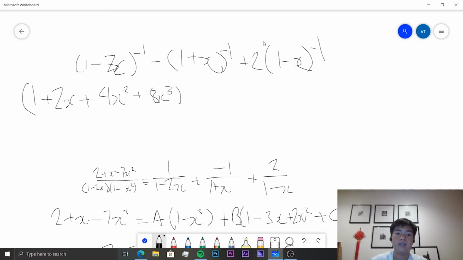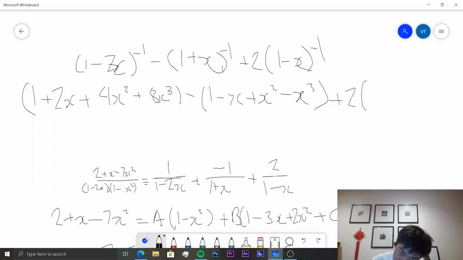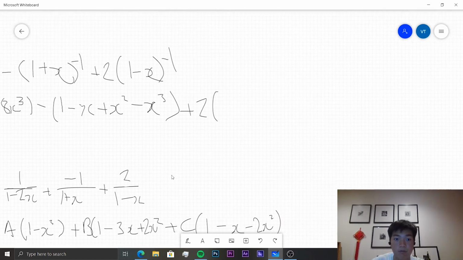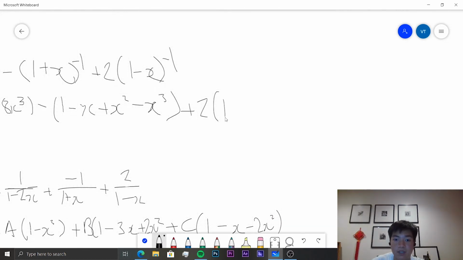And now we need to get this, so this would be minus 1 minus x plus x squared minus x cubed, plus 2 times 1 minus x to the negative 1, which is simply 1 plus x plus x squared plus x cubed.